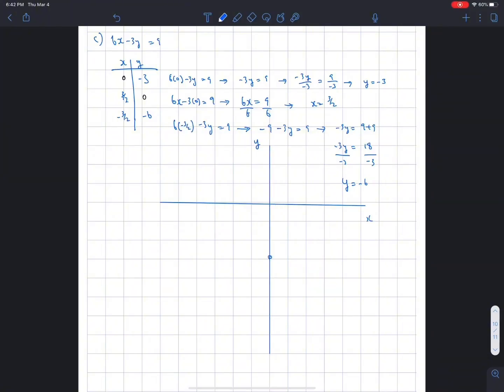Zero and negative 3. 3 over 2 and 0, and negative 3 over 2 and negative 6. And again, if we connect them, they are going to form a straight line. Right, because 3 over 2 is not exact, that's why it's not forming a straight line perfectly. 3, 4, 5, 6. Oh, it's because of this point actually. Should be here. Yeah, now they form a straight line. Okay, that's C, and then moving on to D.